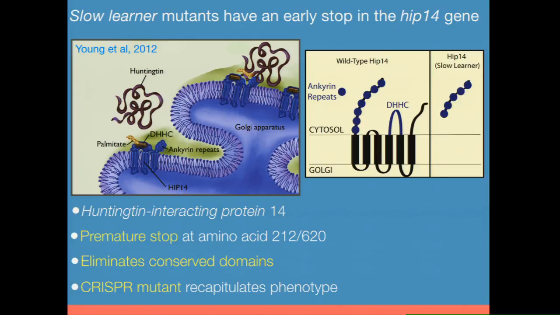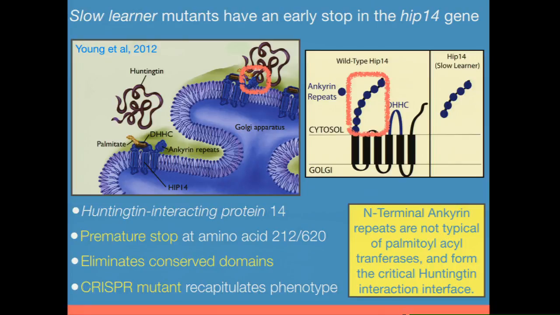And so next I was really interested in these N-terminal ankyrin repeats. And again, that's because these are not typical of palmitoyl acyltransferases. And so we wondered whether this Huntingtin-interacting motif would be important for HIP14's role in habituation.